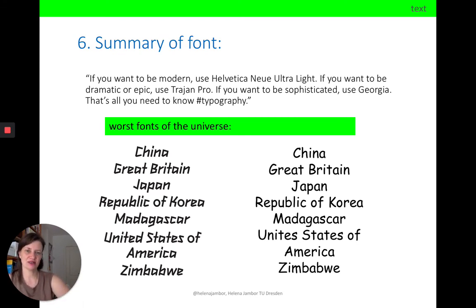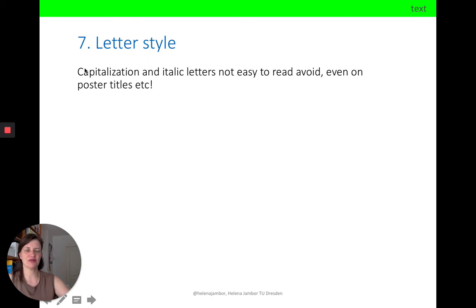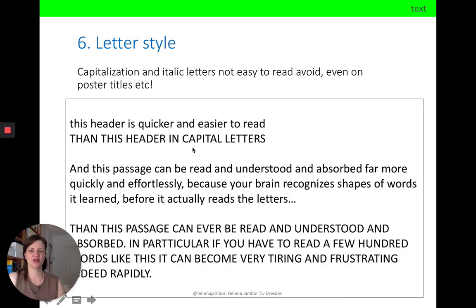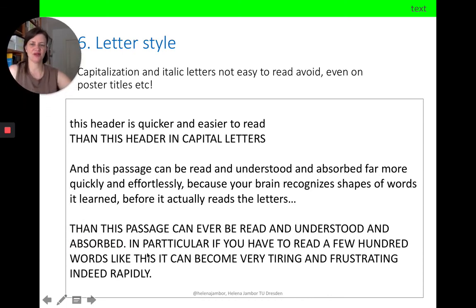Next, the last point about text is the letter style. You should remember that capitalization and italic letters are usually less easy to read and should be avoided, even on poster titles, etc. So you can quickly have a look at this. I will move myself out of the way. And you can compare for yourself how easy it is to read text that is in regular font and text that is all in capital letters. And you will realize that the longer a title goes, the less easy it is to read capital letters.